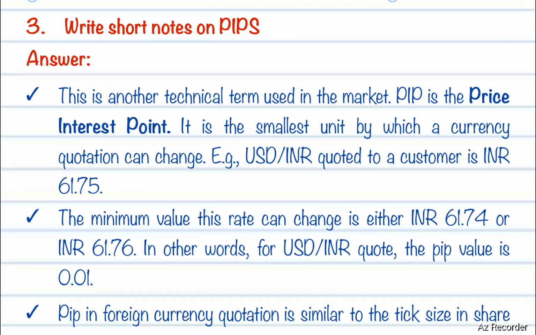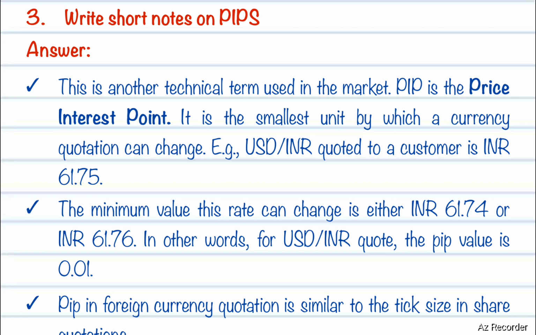Next, write short notes on PIPs. PIP is another technical term used in the market. PIP is the price interest point. It is the smallest unit by which a currency quotation can change.